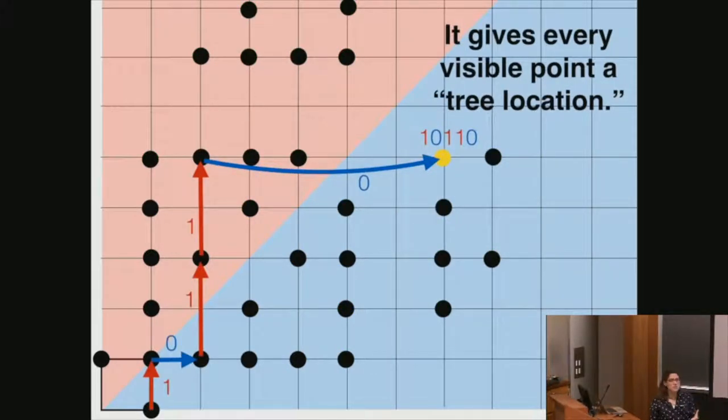So it also has a side effect of giving every visible point a tree location. It's kind of like a zip code. If this is your favorite point, this yellow point here, well, how did you get there? Well, you start either at one of these 2 points, and without loss of generality, we're going to pick this one, and then you did matrix 1, 0, 1, and then 1, and then 0 to get there. So it's kind of like a unique address for every point.